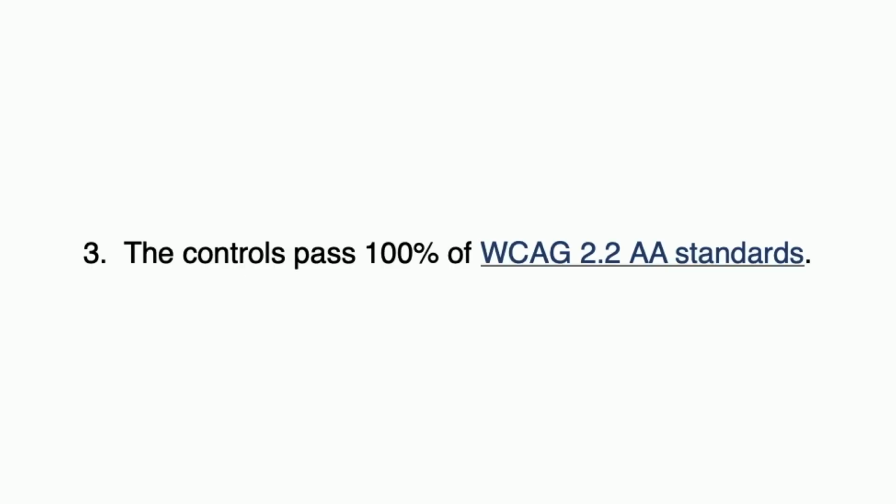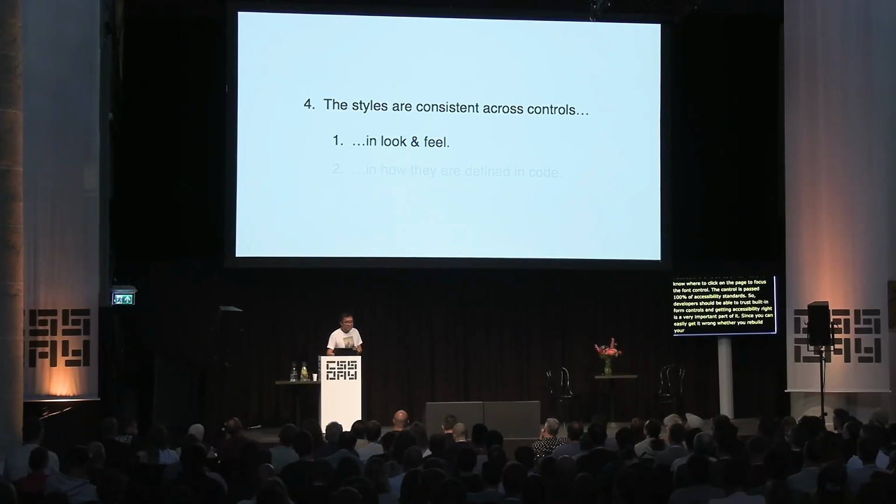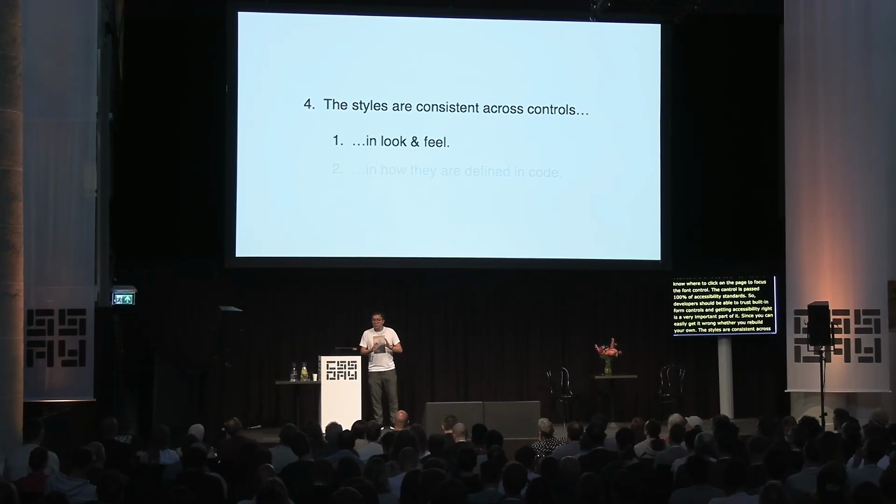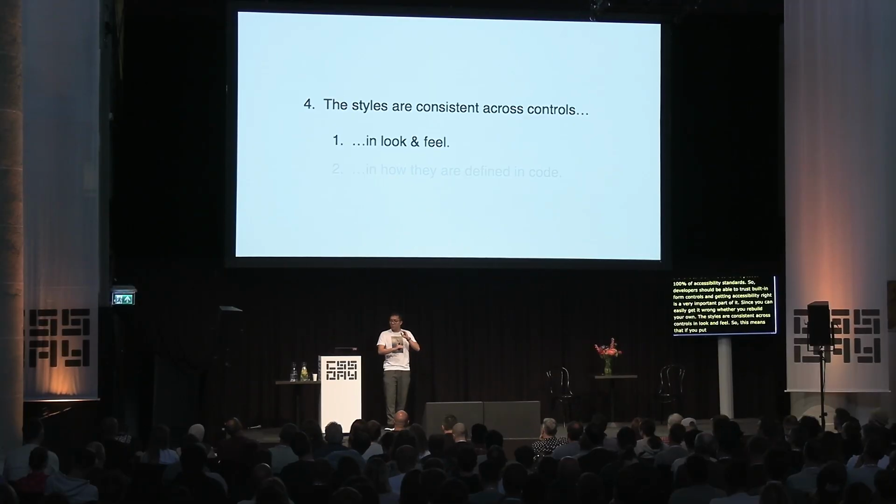The controls pass 100% of accessibility standards. So developers should be able to trust built-in form controls, and getting accessibility right is a very important part of it, since you can easily get it wrong when you rebuild your own. The styles are consistent across controls in look and feel. So this means that if you put two form controls that have appearance base, they should feel like part of the same universe.